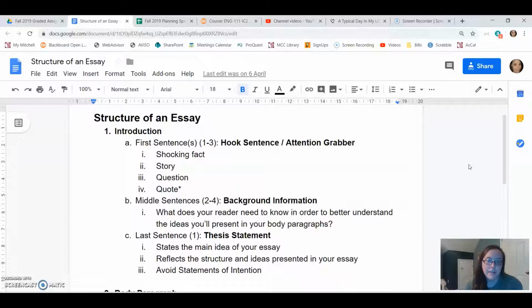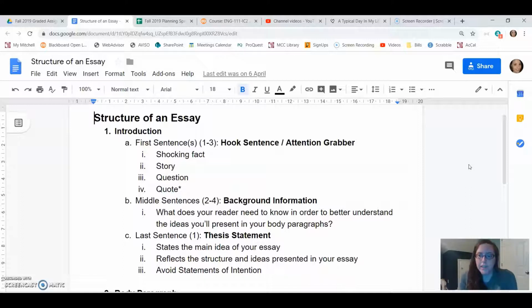The list that you provide, the focal points that you provide in your thesis statement, will reflect the main idea and also should reflect the structure of your essay. So whatever you will address first in your body paragraphs, that's what you should write first in your thesis statement. And the other thing is you want to avoid statements of intention.